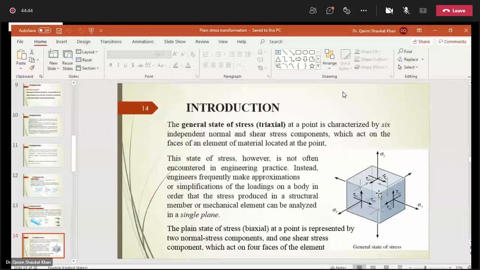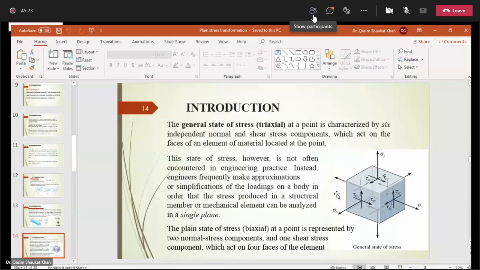Now, if I can simplify this figure, moving from three-dimensional to two-dimensional, means if I consider just two axes, one plane, X and Y plane. So then the plane state of the stress, biaxial, where there will be two axes, let's say X and Y axis, at a point is represented by two normal stress components and one shear stress component, which act on the four faces of the element. We will discuss this figure in a short while.